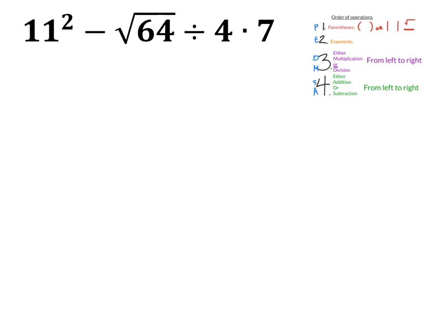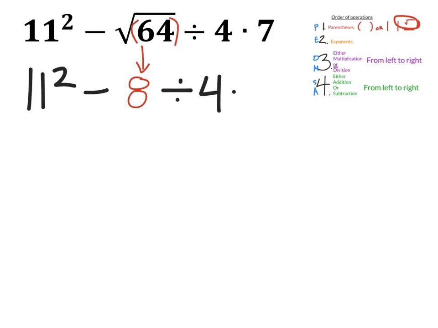Now on this problem, it doesn't show the parentheses, but we definitely could show them. And we see that we've got the square root in the list, right? So it's like taking the square root of 64. And the square root of 64, that's a perfect square of 8. So again, this brings us back to the full expression now: 11 to the power of 2 minus 8 divided by 4 times 7.